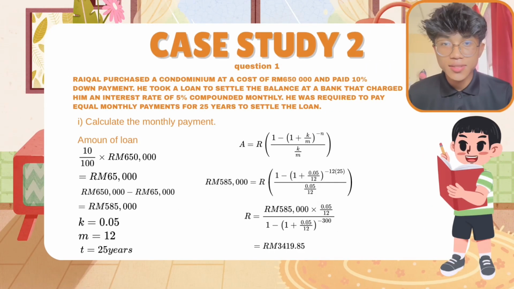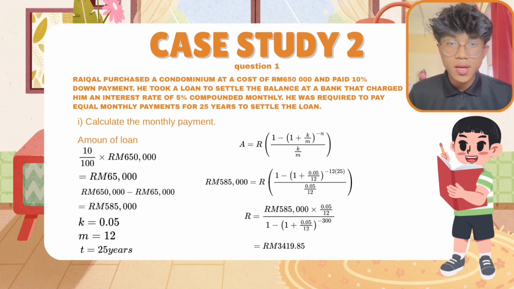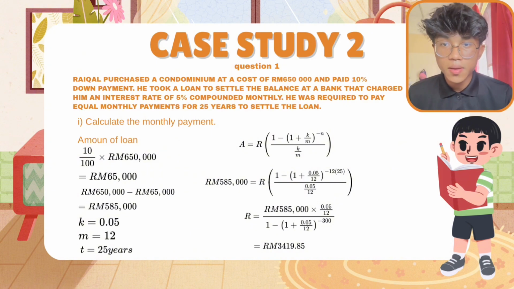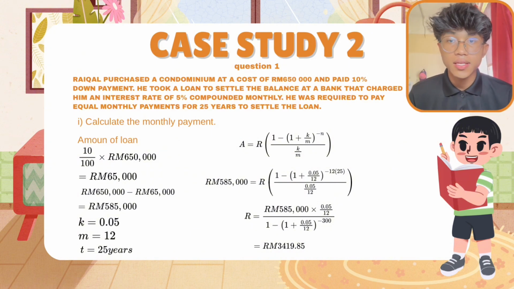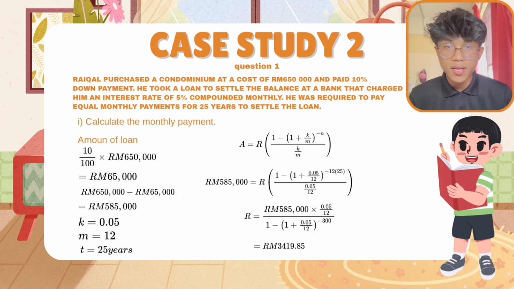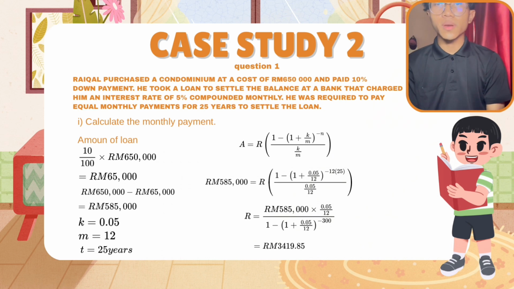Thank you. For case study 2, Raika purchased a condominium at a cost of 650,000 ringgit and paid 10% down payment. He took a loan to settle the balance at a bank that charged him an interest rate of 5% compound monthly. He was required to pay equal monthly payments for 25 years to settle the loan. For question 1, calculate the monthly payment amount of the loan. As you can see, Raika purchased a condominium for 650,000 ringgit and paid 10% down payment, which amounts to 65,000 ringgit. 10 over 100 times 650,000 ringgit, and we get 65,000 ringgit.